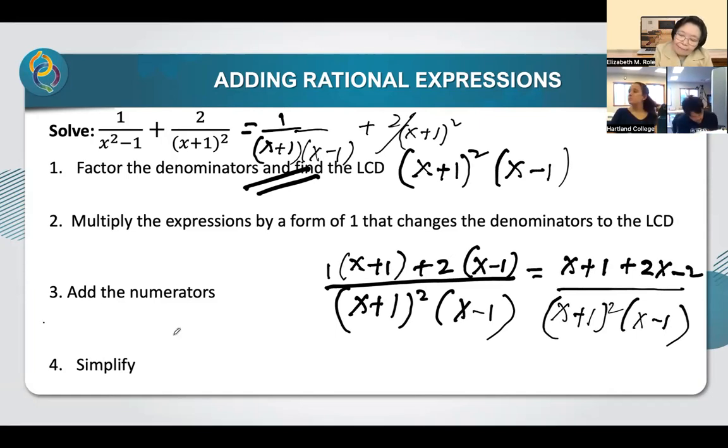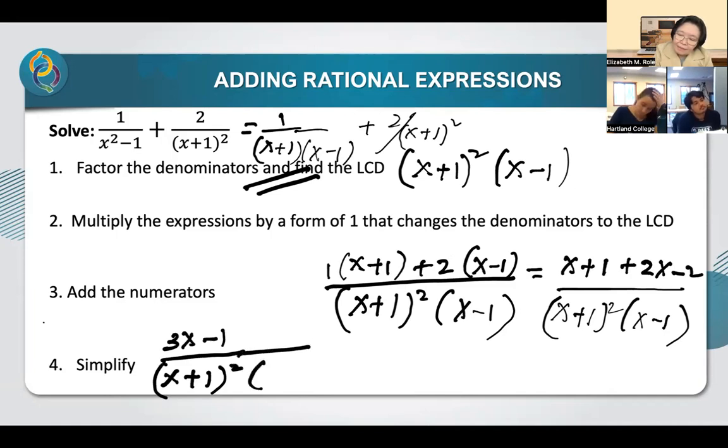3x minus 1 over x plus 1 squared times x minus 1. You see, once you have the least common denominator, then you just ask yourself, what will I multiply the numerator and the denominator by such that you will get that least common denominator.